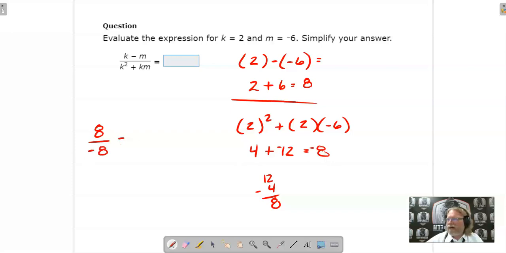That's my denominator. I'm not done yet. I still got to work the division part out. So 8 divided by 8 is 1. Any number over itself is equal to 1. And it is a positive divided by a negative, so different signs for division. So it's going to be negative 1.